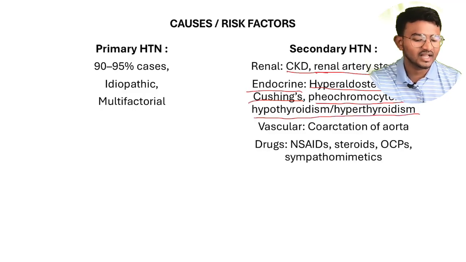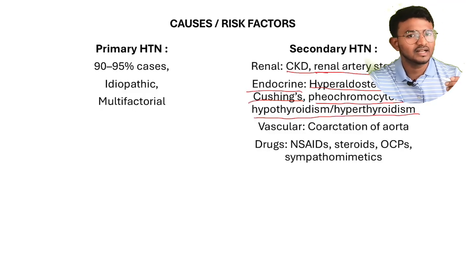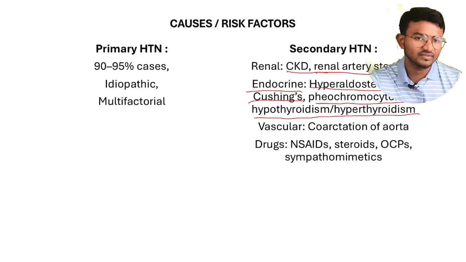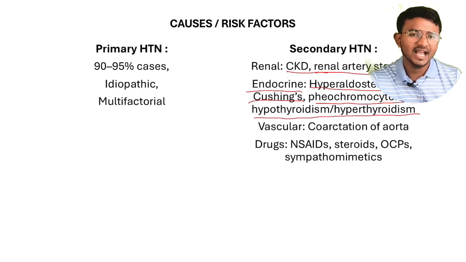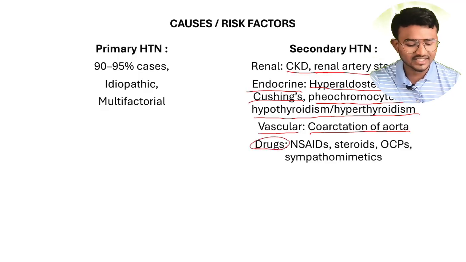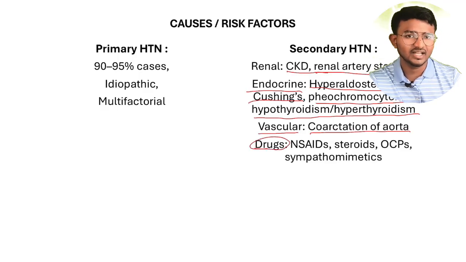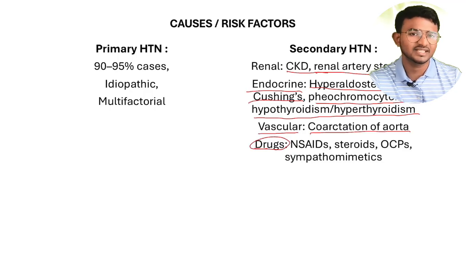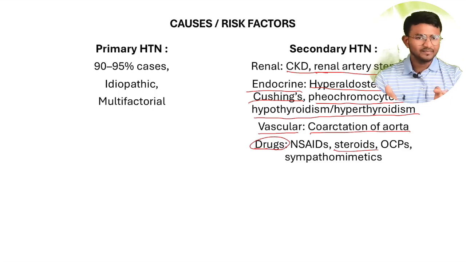Next one, hypothyroidism and hyperthyroidism. Because of the release of more thyroid hormone or reduced thyroid hormone, the body will react and it will cause hypertension. Next one, vascular problems like coarctation of aorta or aortic dissection. Okay, because of lumen problems, it can cause secondary hypertension. Next one, drugs. Some drugs can also cause hypertension, that is non-steroidal anti-inflammatory drugs. Some drugs have side effects that cause hypertension. Next, steroids, oral contraceptive pills, and some sympathomimetics can also cause hypertension. Okay, so these are the causes of primary and secondary hypertension.